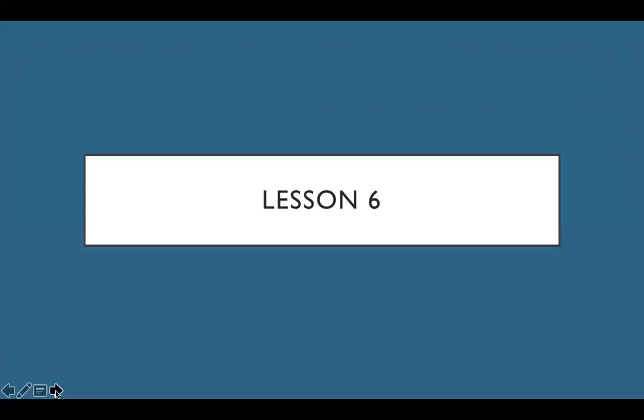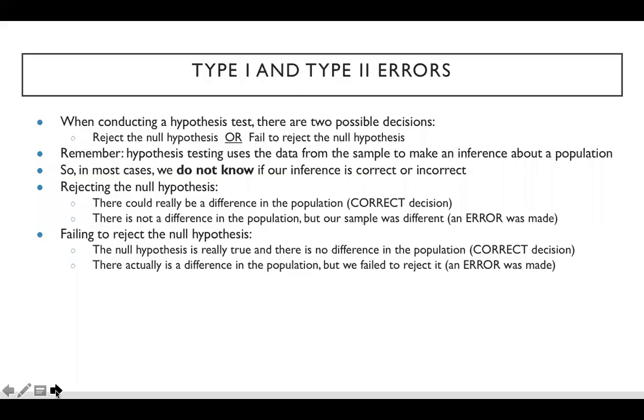All right, we're on lesson 6 already. Wow. Okay, type 1 and type 2 errors. So when you're conducting a hypothesis test, there are 2 possible decisions that you can make. You can either reject the null hypothesis or fail to reject the null hypothesis. In most cases, we actually do not know whether our inference is correct or incorrect. So we really don't know after we reject or fail to reject whether that was the right decision or not.